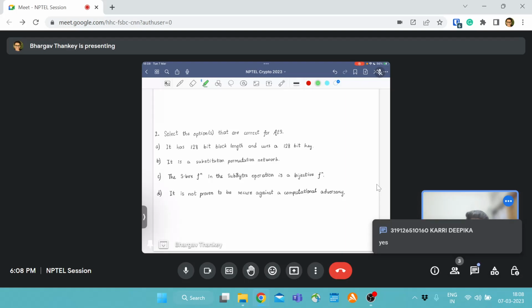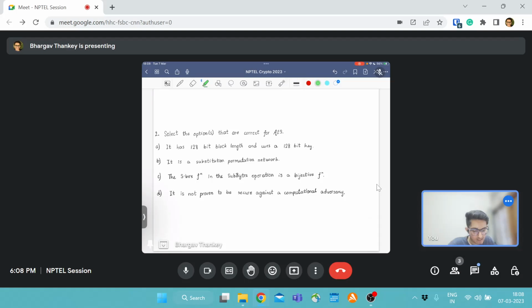The next problem is: select the options that are correct for AES. The options are A, it has 128-bit block length and uses a 128-bit key. Option B is it is a substitution permutation network. Option C is the S-box function in the SubBytes operation is a bijective function. And option D is it is not proven to be secure against a computationally bounded adversary. So what are the correct options? Okay, so again, let's go over this option by option.